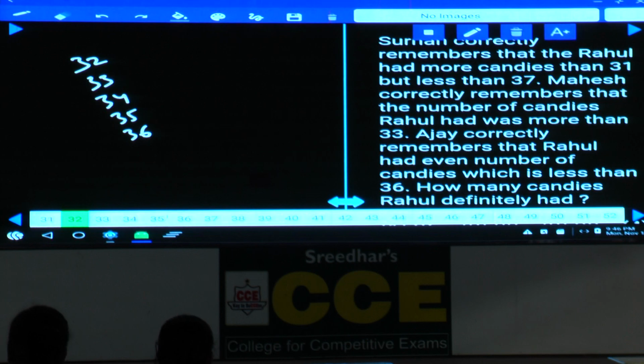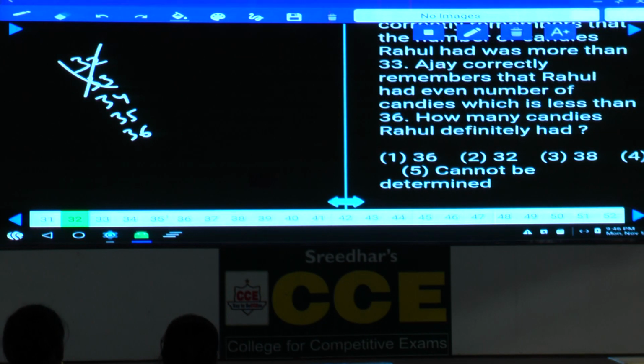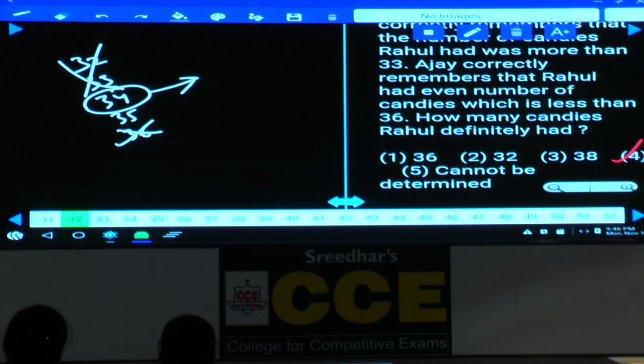Mahesh correctly remembers that the number of candidates Rahul had was more than 33, so 34, 35, 36. And Ajay correctly remembers that Rahul had an even number of candidates which is lesser than 36, hence 34. What is your answer here? Choice 4 is the answer.